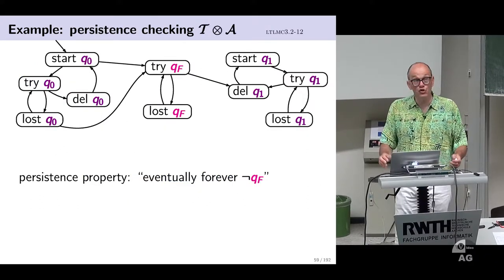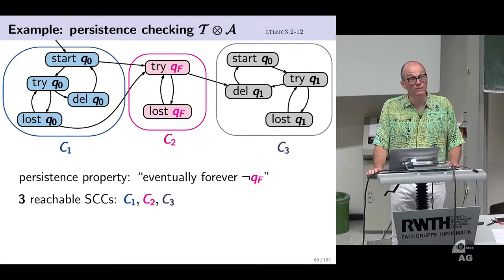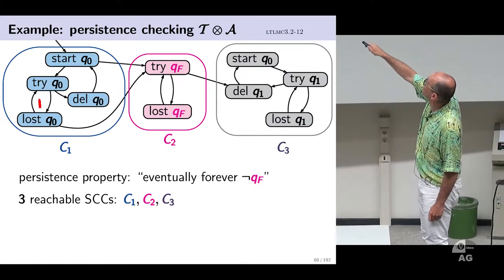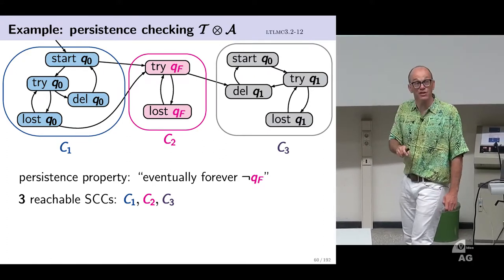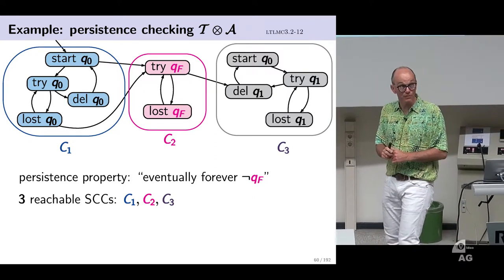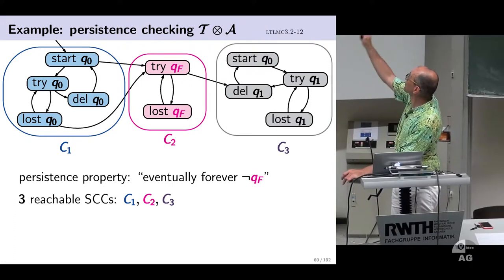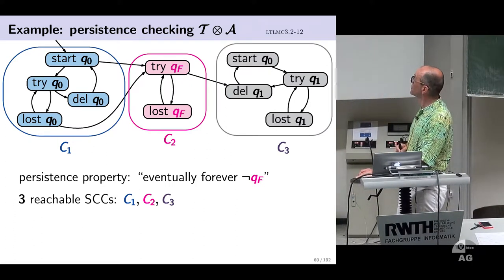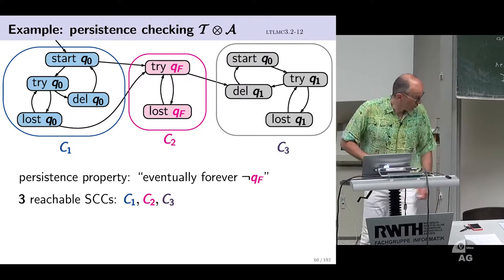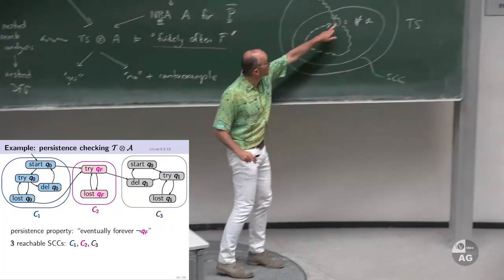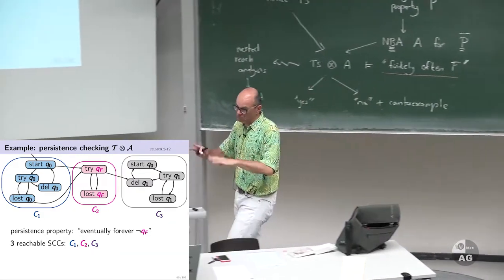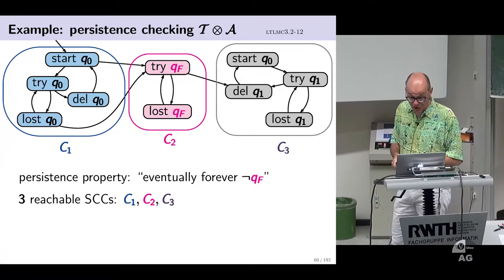Consider the strongly connected components in this product. These are these three. Now you may argue that this is maybe a strongly connected component as well, because those two states are mutually reachable, but that's not maximal. Remember, a strongly connected component is the maximal set of states which is mutually reachable. So my claim is those three sets are the strongly connected components. Then all these three strongly connected components are reachable. That's important, because we wanted to have this reachable. If there are strongly connected components that are not reachable, they're not of any interest here.